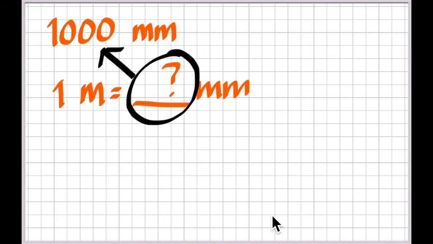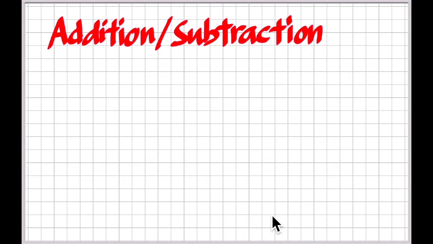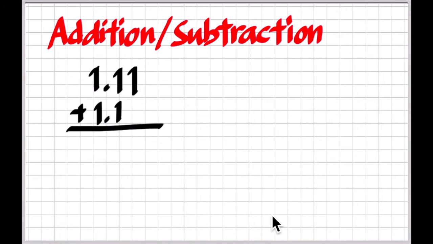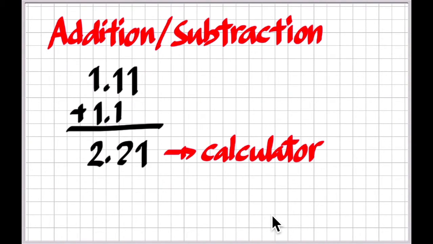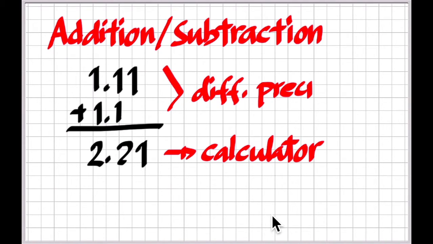Alright, let's proceed to how we operate with numbers having different significant figures. Let's start with addition and subtraction. I have here 1.11 plus 1.1. In your calculator, you will see that the answer is 2.21. But do you think it is logical to accept that in a physics class? The 1.11 has a better precision than the 1.1. We can say that these two numbers were taken from two devices with different precision, isn't it? One is more precise than the other.